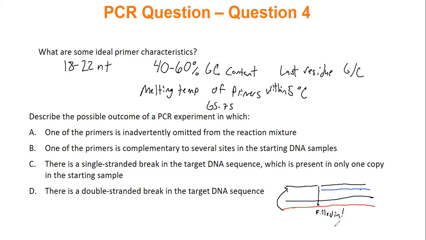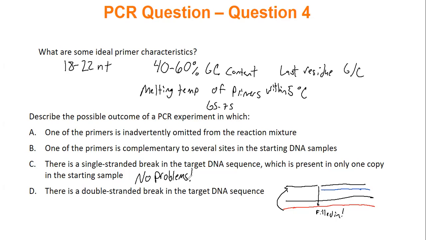So you would actually be able to copy your DNA perfectly if you just have a single strand break. Because as long as the other strand is not broken, you will make a copy of this strand without a break once you do one round of PCR. So no problems.